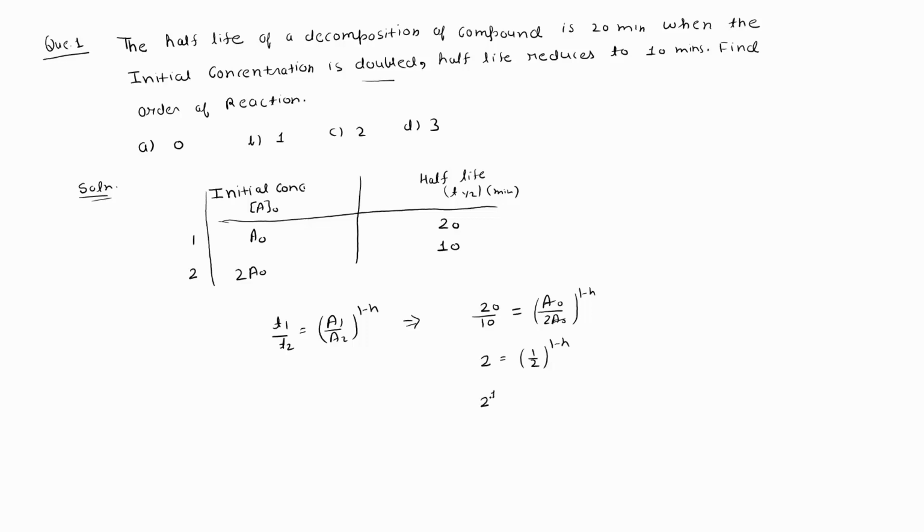2 to the power 1 is equal to 2 to the power n minus 1. Actually 1 by 2 is 2 to the power minus 1 minus n. So minus 1 minus n is n minus 1. So we will compute it. So n minus 1 is equal to 1. So n is equal to 2. We get second order. So C part is correct, and this is a second order reaction. Now take another example.